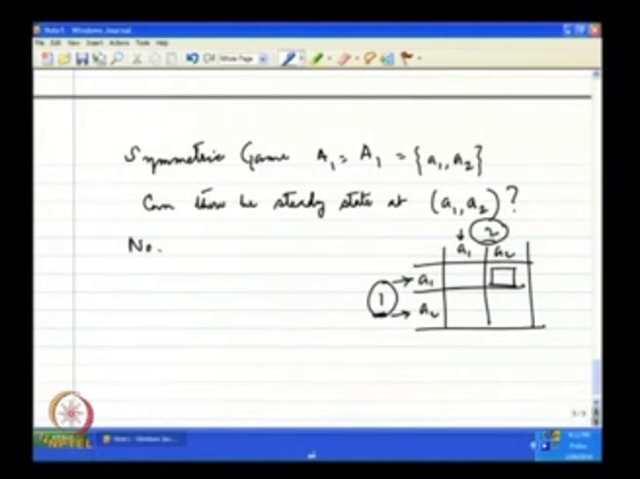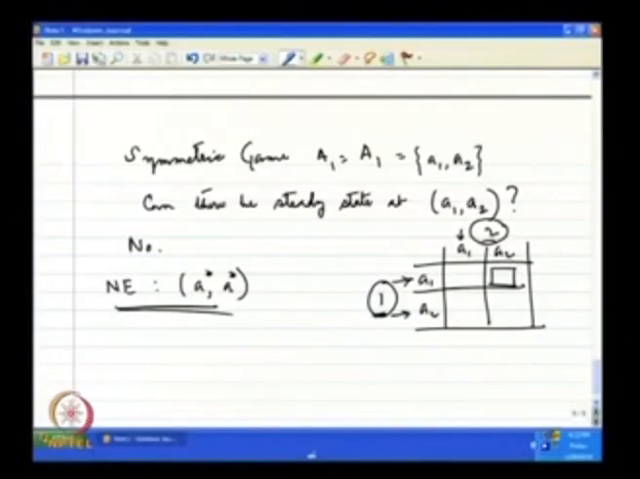So that's why in case of symmetric games, such cases of different actions by different players cannot be a steady state. The only steady state there can be is that the actions are the same. If the actions are the same, it does not matter as long as the other player is playing the same action. And this will be true for every player. Every player will think that the other player is going to play the same action A, so I should also play A, and this becomes a Nash equilibrium.